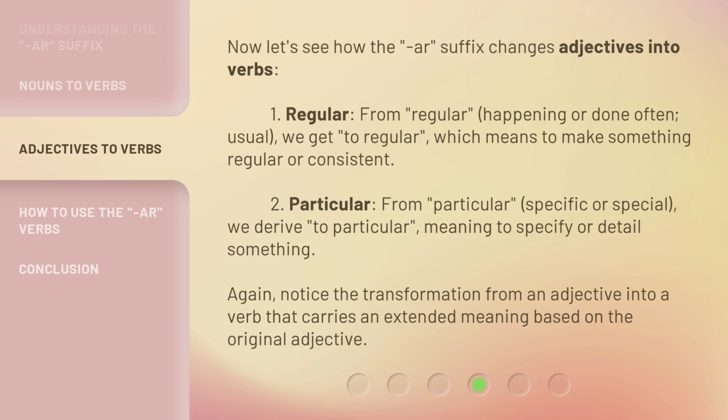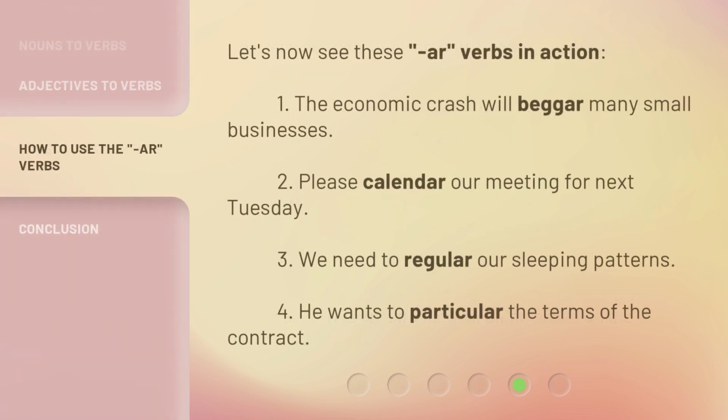Again, notice the transformation from an adjective into a verb that carries an extended meaning based on the original adjective. Let's now see these AR verbs in action. 1. The economic crash will beggar many small businesses. 2. Please calendar our meeting for next Tuesday. 3. We need to regular our sleeping patterns. 4. He wants to particular the terms of the contract.